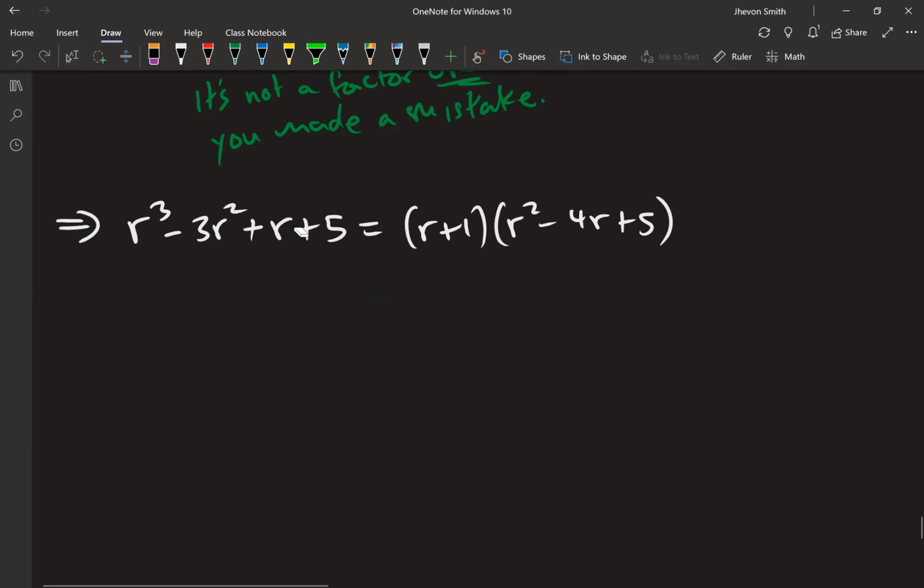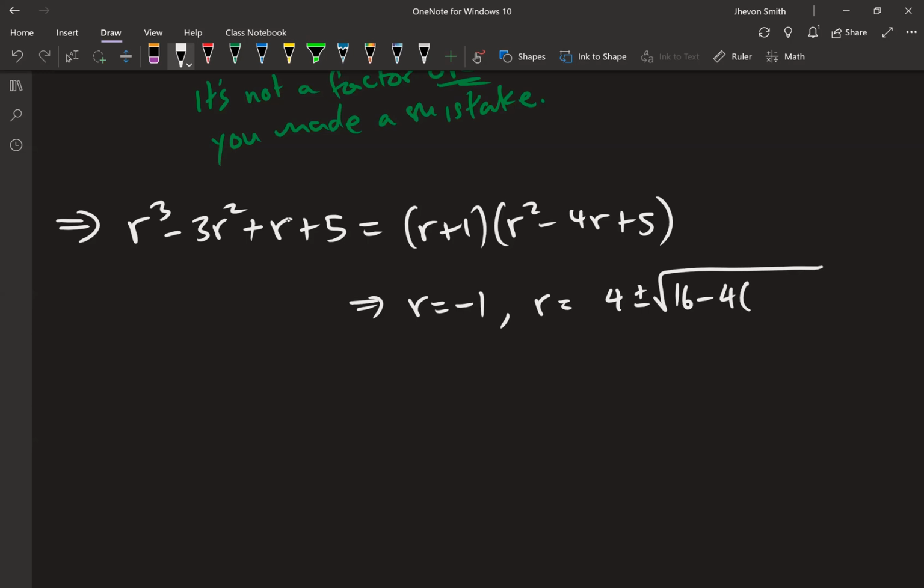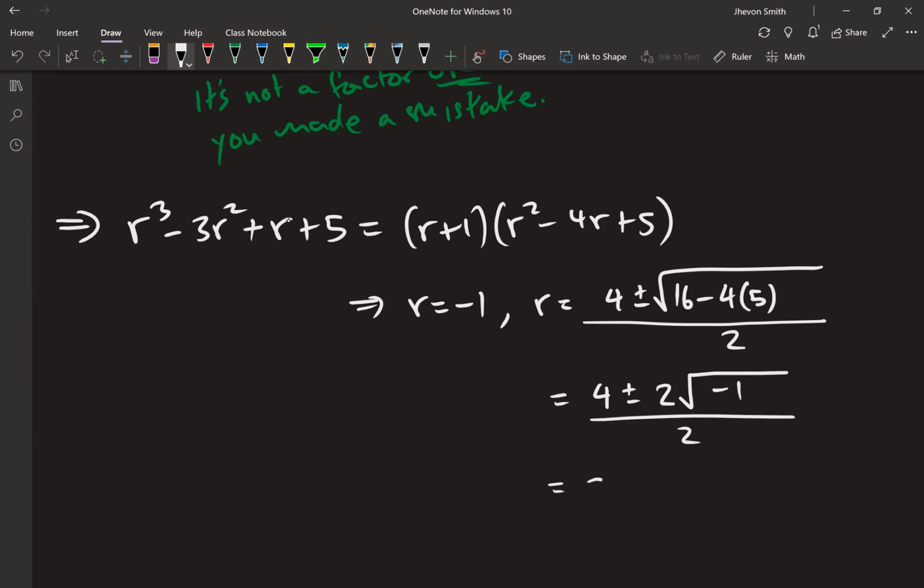So this means r equals minus 1, or r equals minus b plus or minus the square root of b squared minus 4ac all over 2a. So this is going to be 4 plus or minus, I can factor 4 from under the radical. That would be 2 when I moved it out. Then I'd be left with 4 minus 5. So I'd get 2 plus or minus i.